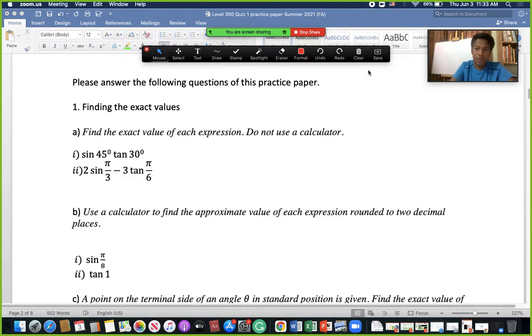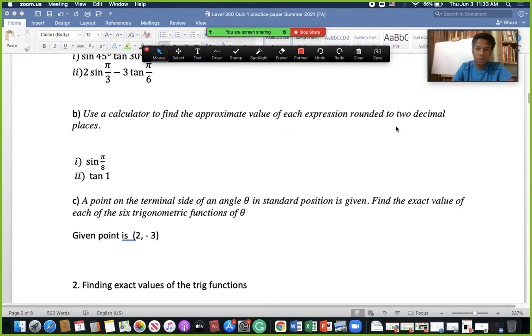But in some maths where you will have to use the calculator, we will tell you to use a calculator to find out the approximate value to 2 decimal places. This is important. 2 decimal places. If you write 3 decimals, 1 decimal, or no decimal, then you will lose your 1 mark. You have to write it to 2 decimal places.